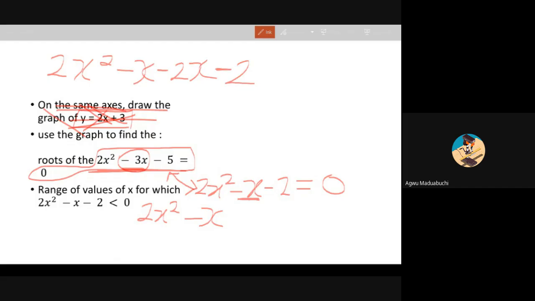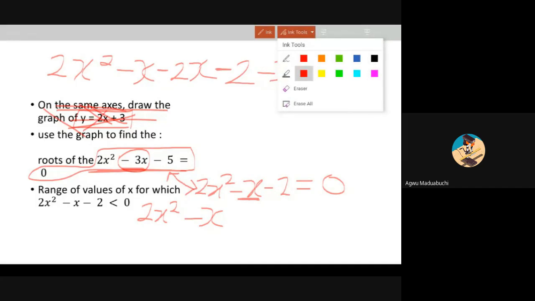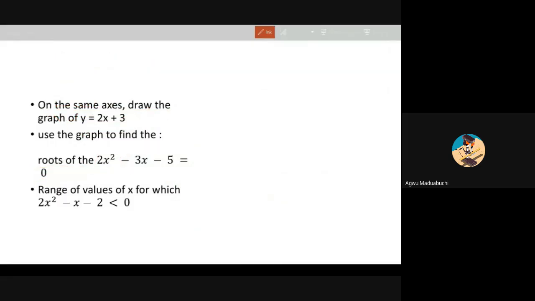Minus 3. Minus 3. Okay? But I can do it this way. Maybe let me do it this other way. From this, how do I get back to the equation I have? I have 2x squared minus 3x minus 5 is equal to 0. What do I need to do to get back here?